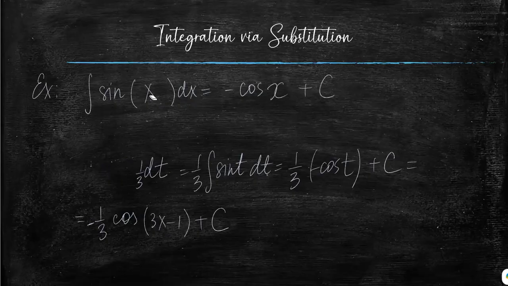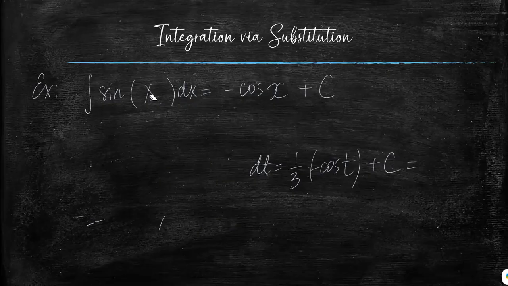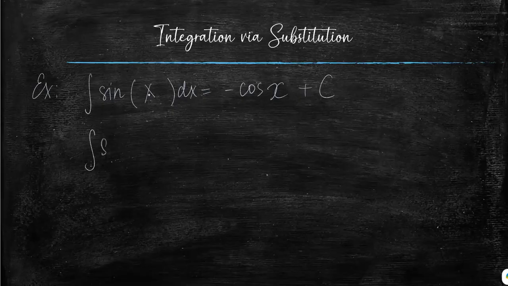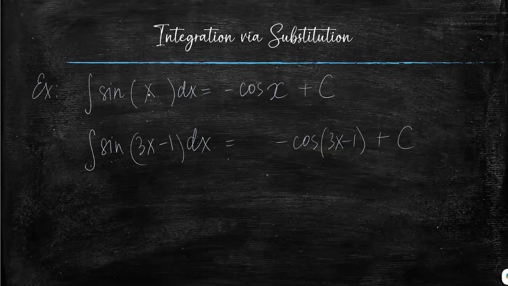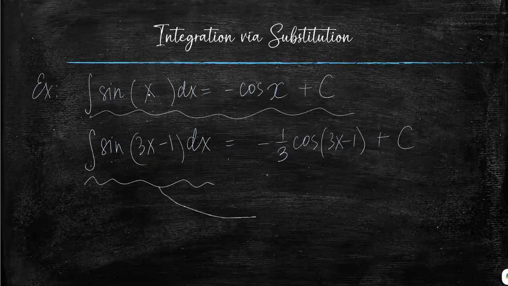But when we have sine of 3x minus 1 dx, what did we do? We wrote negative cosine of 3x minus 1 plus c, and we also had that 1/3 in the front. So the point is, when you're looking at a problem like this and you compare it with this simple fact, it's not much of a leap to conclude that this integral must be equal to this. So we call this a linear substitution.